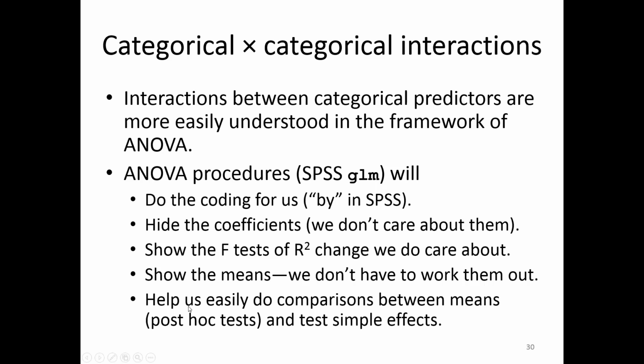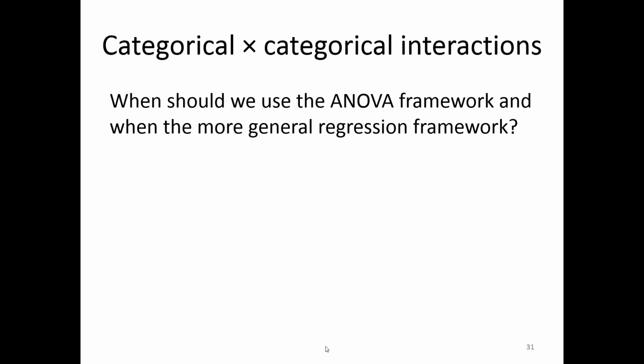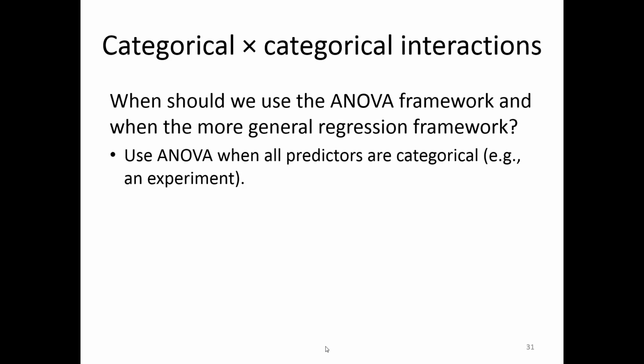Although, of course, a lot of people, including me, are a little bit skeptical or critical of post hoc tests and maybe the ANOVA framework in general. Okay, so when should we use the ANOVA framework and when should we use the more general regression framework? Well, I think this is pretty common advice. Use ANOVA when all predictors are categorical, like when it's, say, an experiment with experimental groups.